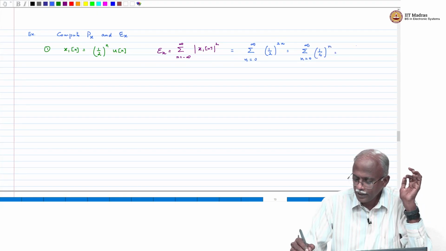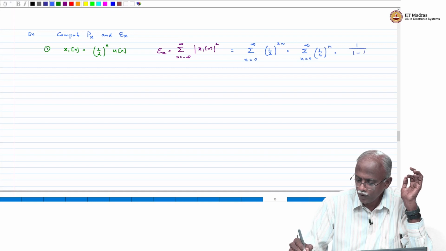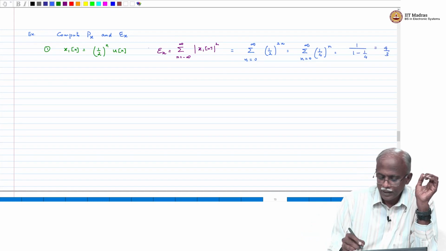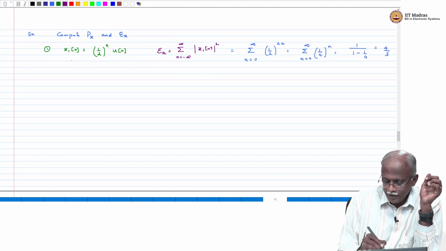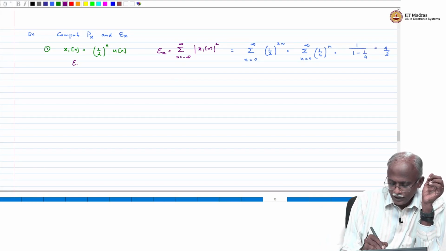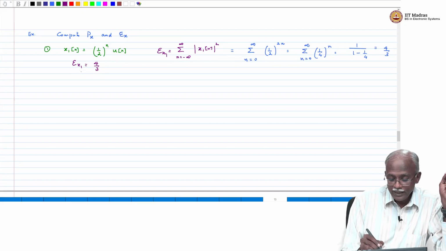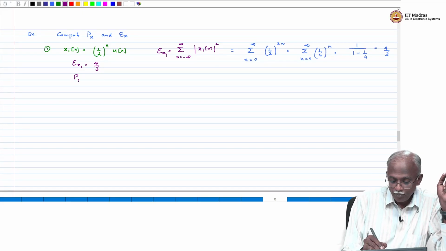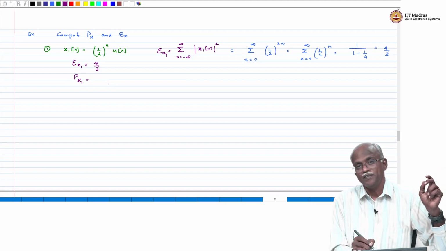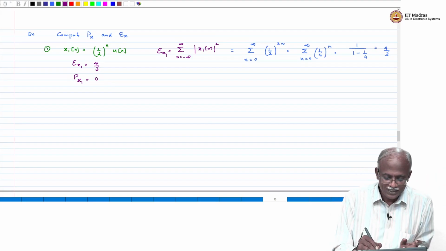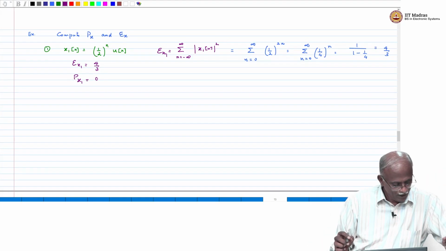Again, this is just simple. And then I have a geometric series. This will be 1 over 1 minus 1 by 4, which is the same as 4 by 3. So, we have verified for this particular sequence E of x1 is equal to 4 by 3. The minute you get E of x to be finite, P of x1 without hesitation you can say is 0. Okay.